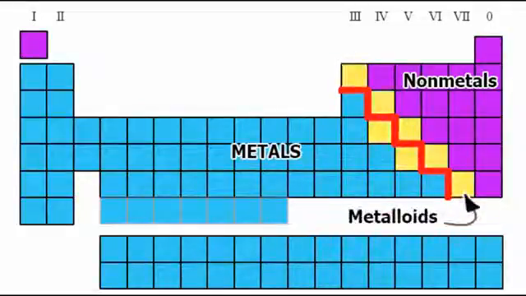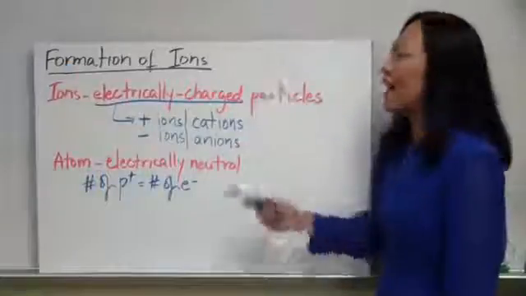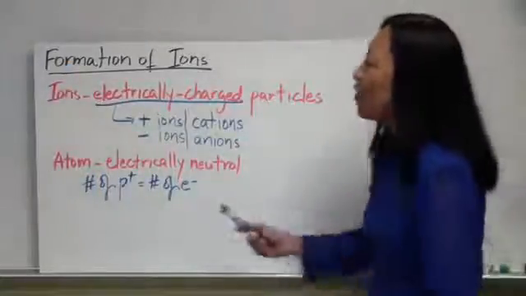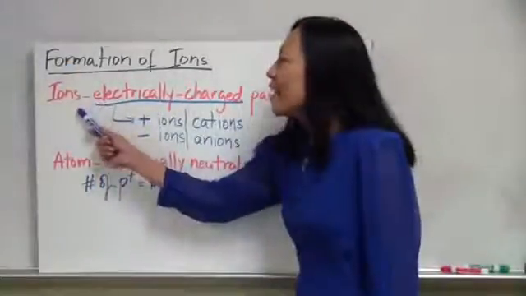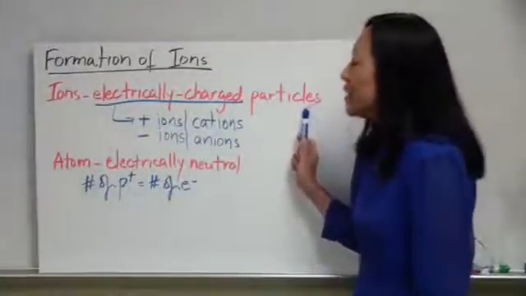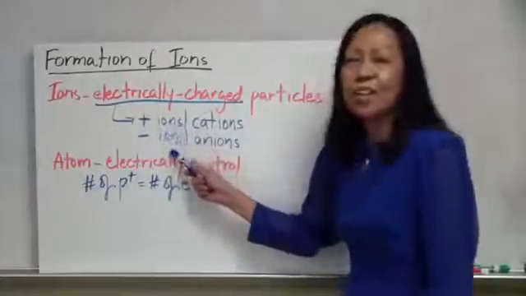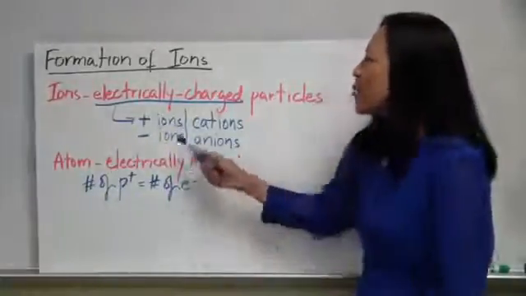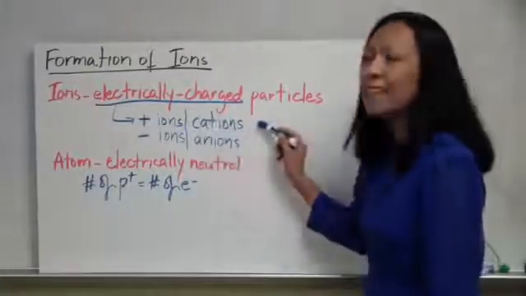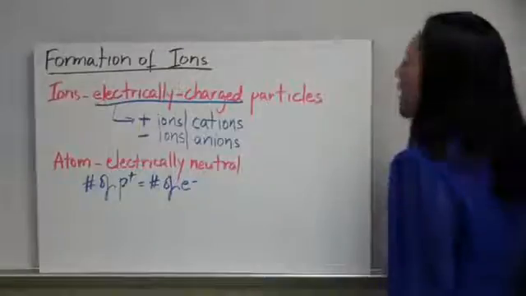Today's lecture will focus on the nonmetals as we discuss the formation of cations. Formation of ions. Let's start by defining ions. Ions are electrically charged particles. That means they are either positively charged or negatively charged. Now, the positive ions, we call them cations. Negatively charged ions, we call them anions.